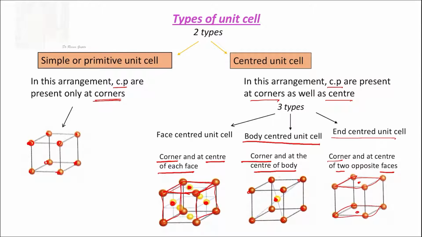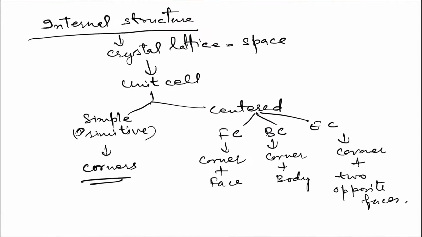Okay, so what is end centered unit cell? Corners as well as at the centers of two opposite faces. So these are the three types of the centered unit cell: face centered, body centered, and end centered unit cells. Fine. So this is all about the types of the unit cell.